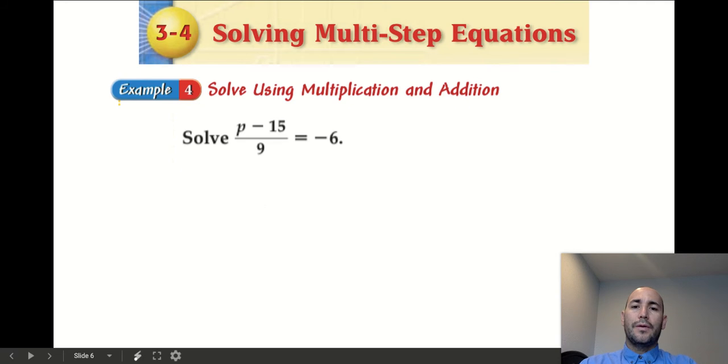4, p minus 15 over 9 equals negative 6. Now if you notice this, the fraction bar acts like a grouping symbol.